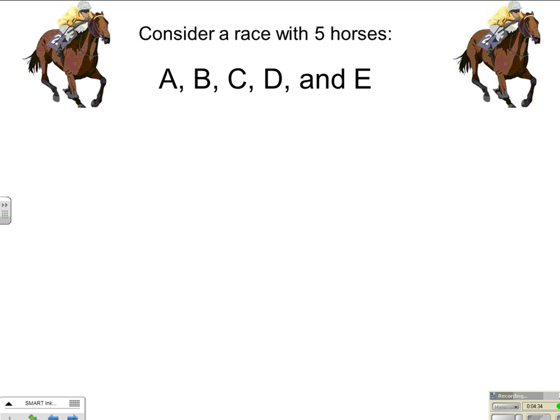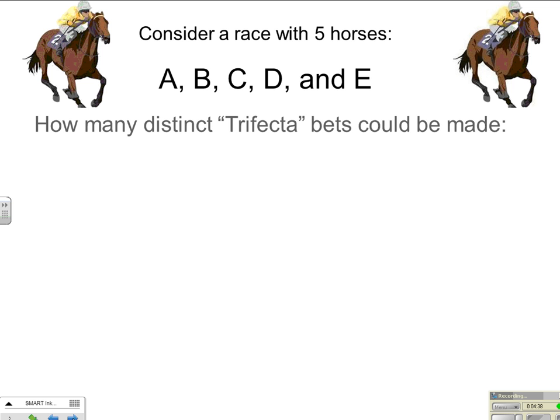All right, let's move on. Consider a race with 5 horses again. How many distinct trifecta bets could we make? Well, listing these might take some time, but if we were paying attention on the last slide, we realize how many choices we have for our first horse. First place horse, we'd have 5 choices, and we have to pick a second place horse, 4 remaining, and we have to pick a third place horse, 3 remaining, for a total of 60 of these different orderings.